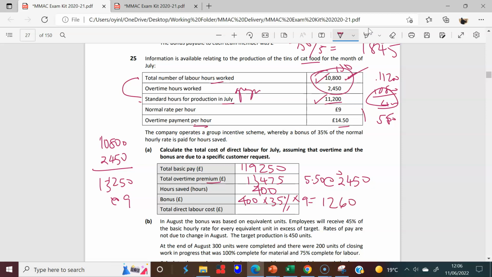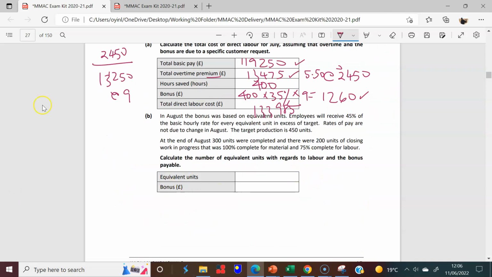So we can now find the total labor cost, which would be this plus the bonus, of course. So 1,260 plus 13,475 plus 119,250 will bring us to 133,985. So that's part A of that question. Now let's look at part B.